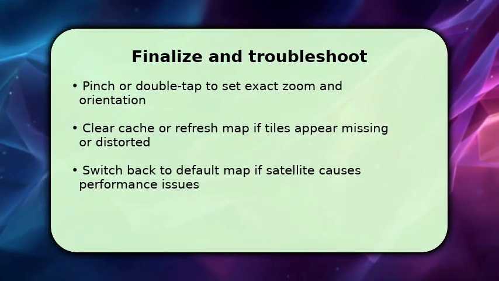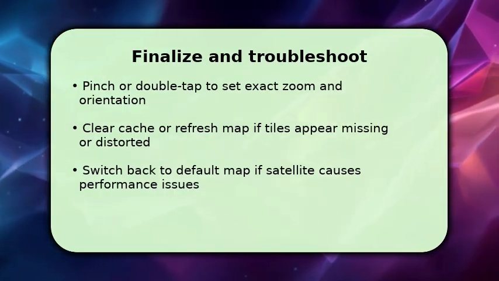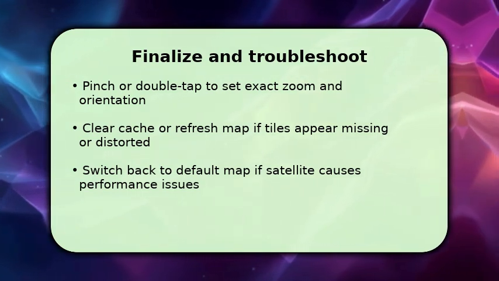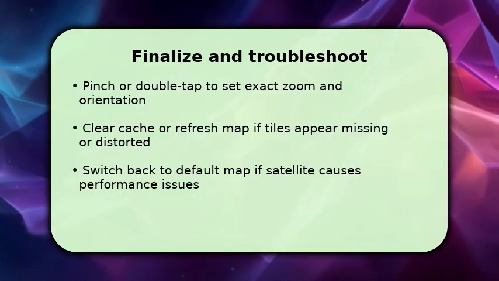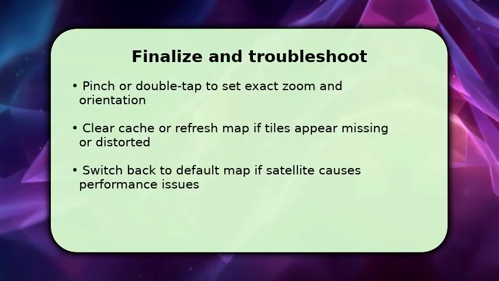Finish by adjusting zoom and orientation. Pinch, swipe, or rotate until the satellite view matches your needs. If imagery looks broken or tiles are missing, refresh the map, toggle airplane mode briefly, or clear the app cache and reload. That often forces fresh tiles.